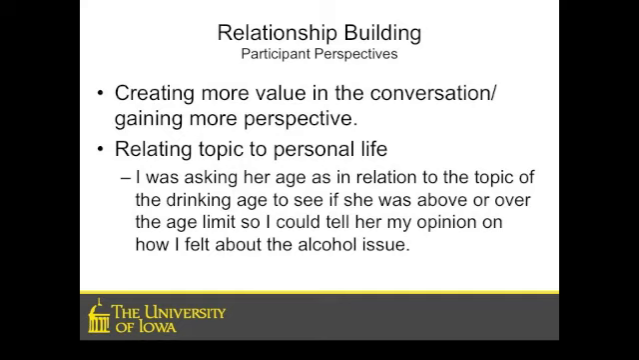Participants also view relationship building strategies with the purpose of relating the topic to real life. Participants felt that they were able to make the conversation more valuable and gain more perspective about the topics.